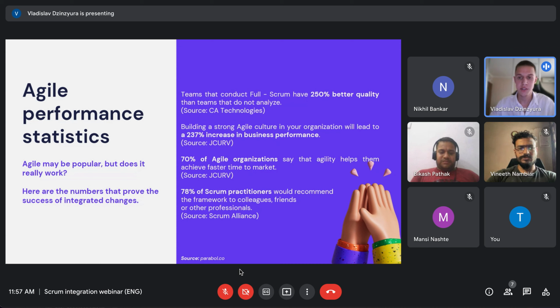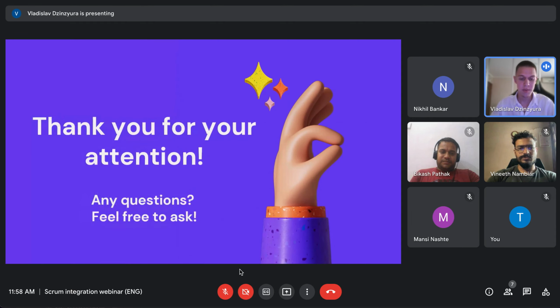70% of agile organizations say that agility helps them achieve faster time to market. And about 78% of Scrum practitioners will recommend the framework to colleagues, friends, or other professionals. So Scrum can be simplified or complicated. It can be combined with other approaches and adapted to any business needs. So it's really impossible to find an identical Scrum in different teams.